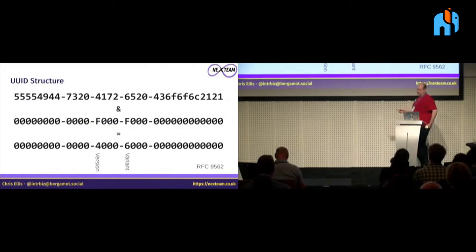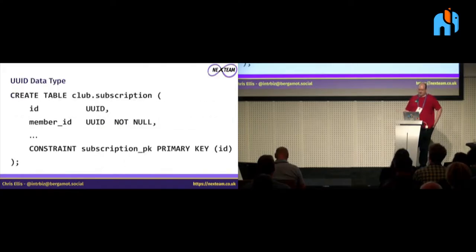So how do we go about using these in Postgres? It's not any more complicated than just another column data type, right? We can use it just like we can a bigint. So we can actually declare it as the primary key of our table.